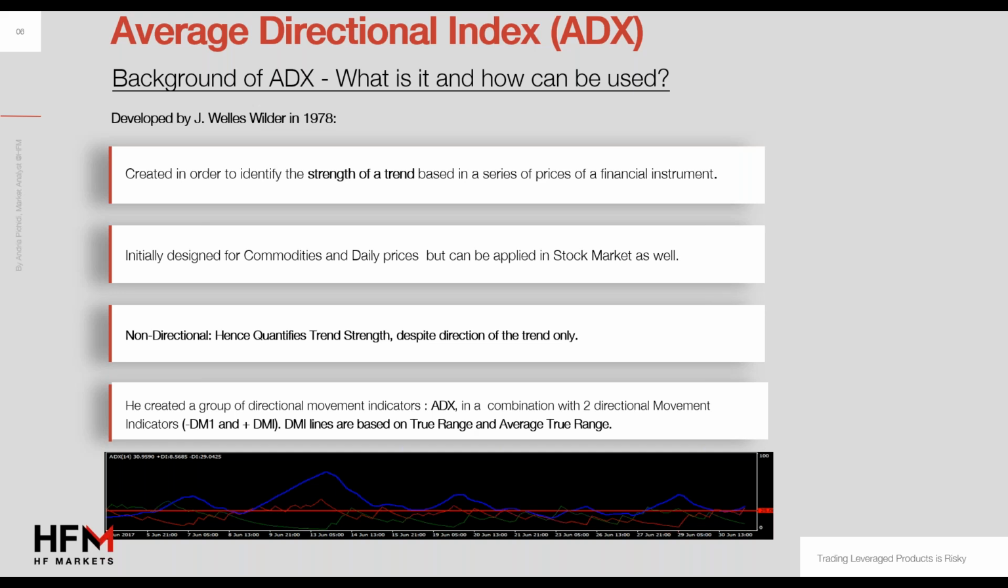I don't know ADX. That's fair enough. We're going to go through right now the background and what the signals are. Don't worry about it. We're going to see both of them today, so don't worry about it.